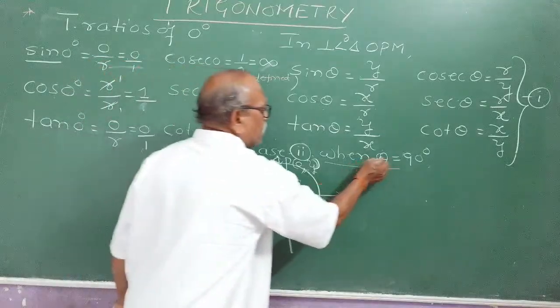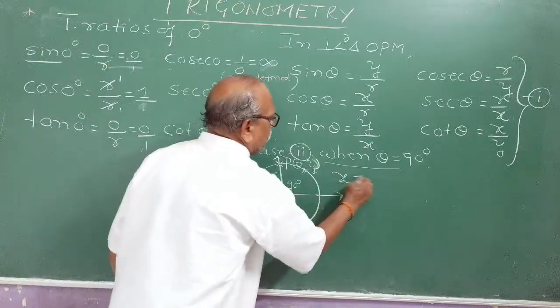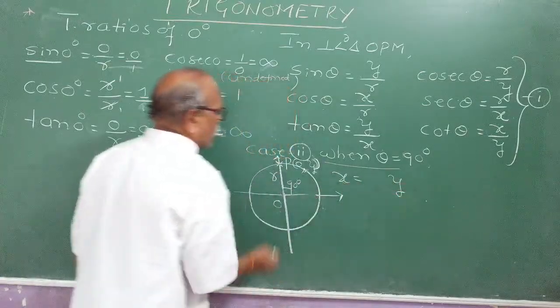Now, when theta becomes equal to 90 degree, what are the changes in the value of x and in the value of y? What happens to x?